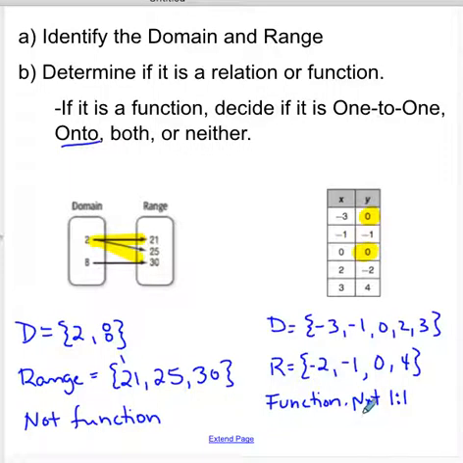Is it onto? So what does onto mean again? Oh yeah, onto means that all of the range values get used. There's no number in this list that doesn't show up in the relationship. And clearly that's true. In fact, one of the values got used twice. So it's not one-to-one, but it is onto. Okay, so it is an onto problem.